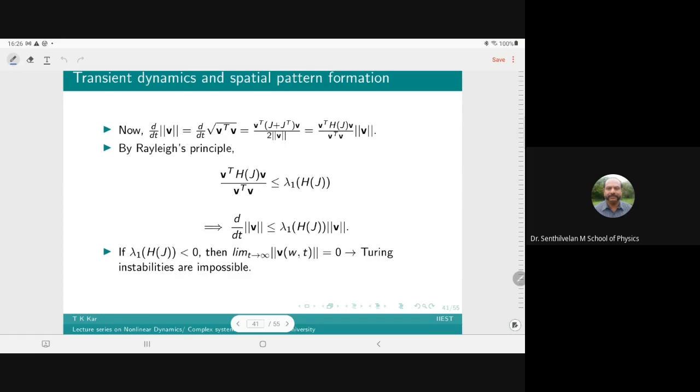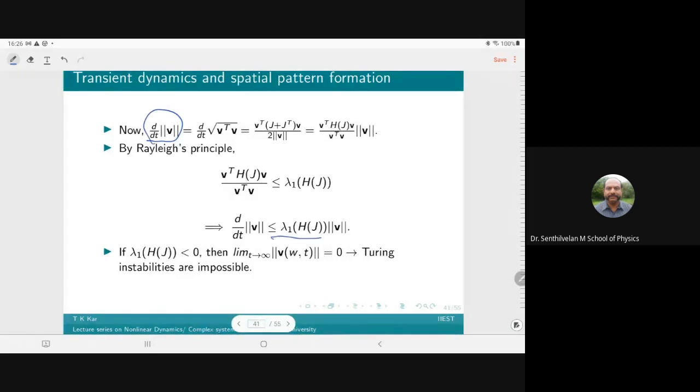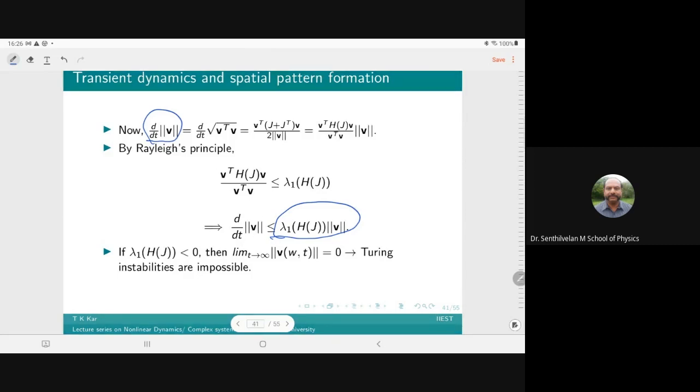It will take some time. I will just show this portion, that d/dt of this is found to be this. In my references, all these calculations are given. d/dt of the norm of v, this pattern, is less than or equal to this. What is this lambda 1 Hj? You know that lambda 1 Hj is the leading eigenvalue of the Hermitian matrix. If lambda 1 Hj is less than 0, then this tends to 0, and Turing instabilities are impossible.